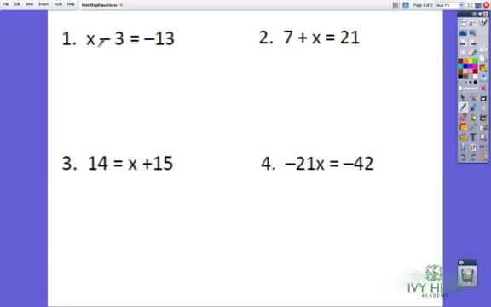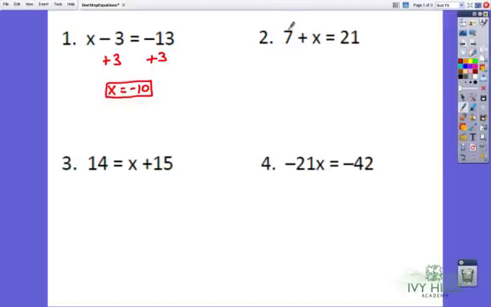For number 1, our problem is x minus 3 equals negative 13. We want to isolate x. What is preventing that x from being by itself is the negative 3. So in order to isolate the x, I'll simply add 3 to both sides, and I will get x equals negative 10.